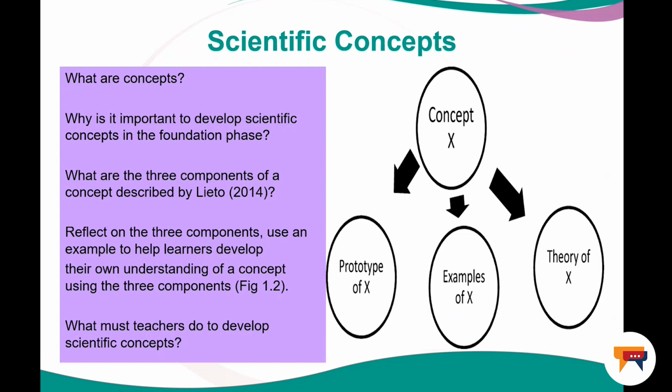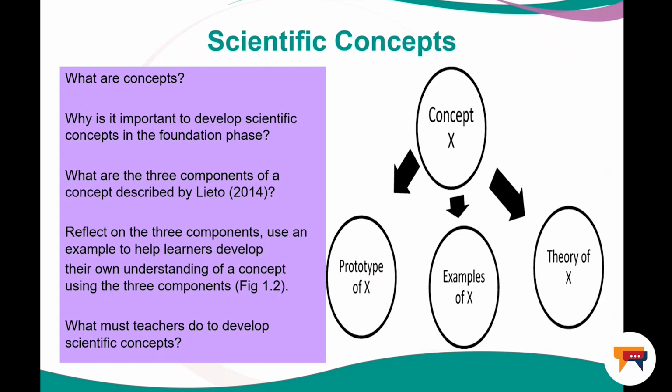So the ability to organize and categorize information plays an important role in the process by which scientific concepts are developed in the brain. There are various ideas about what concepts are exactly, and the different authors describe them differently. But it's important for you to go through Learning Unit 1 so that you understand why it is important to develop scientific concepts in the foundation phase.